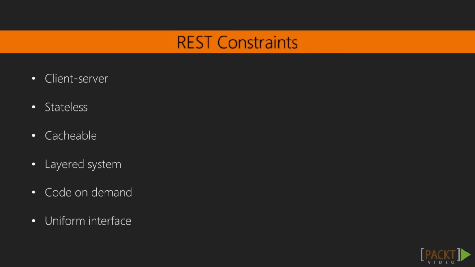Code on demand is the only optional constraint that implies that an API can return code which can be executed by the client.